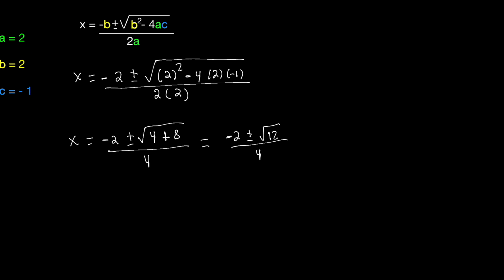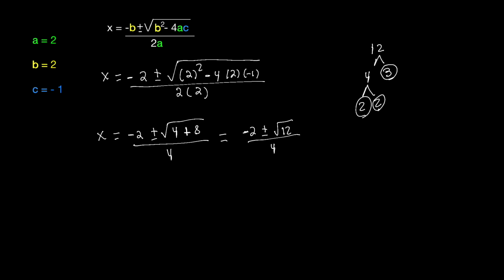Now 12 is not a perfect square, but we can simplify the radical expression by getting the prime factorization. 12 is the same thing as 4 times 3. 3 is prime. 4 is the same thing as 2 times 2. And now I've gotten all of the prime numbers. So I can rewrite the square root of 12 as the square root of 2 times 2 times 3. So I get that x is equal to negative 2 plus or minus the square root of 2 times 2 times 3 all over 4.